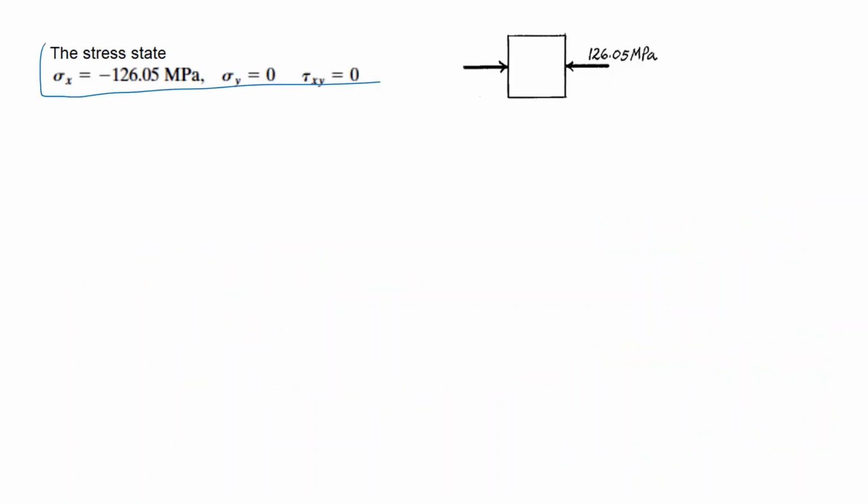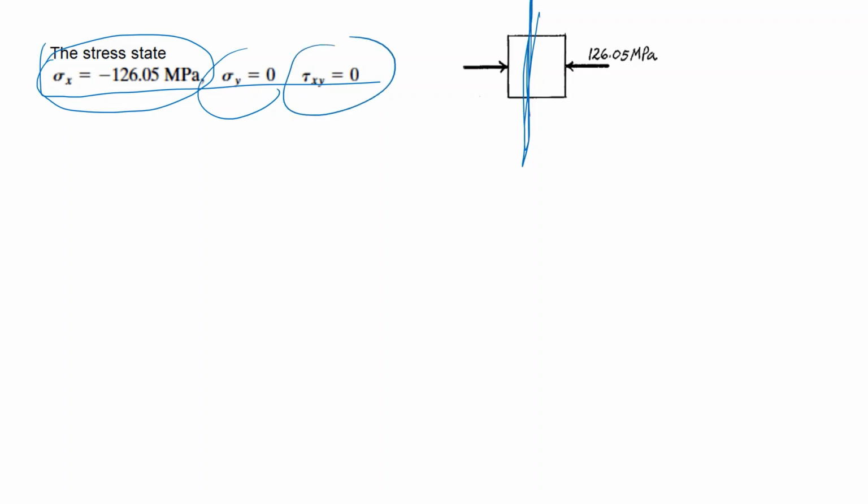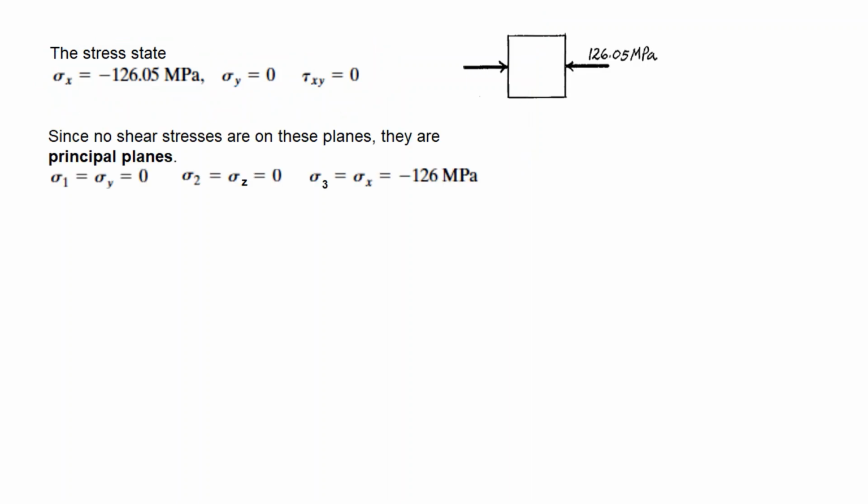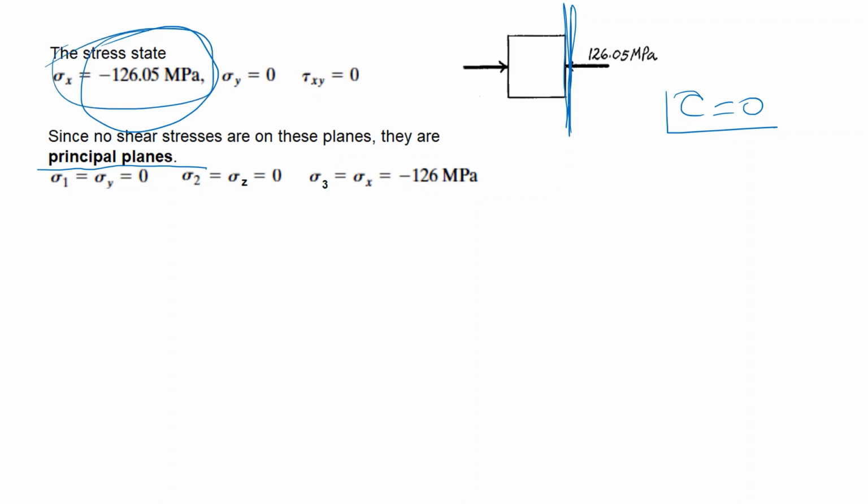If you write down the stress state, sigma x is minus 126, sigma y, that's this direction, is 0, tau xy is also 0. We have to determine the principal stresses. This one is a principal stress. Why? Because on this plane there is no shear stress, and principal planes are planes with no shear stresses. So my first principal stress is this one. That one is this one.